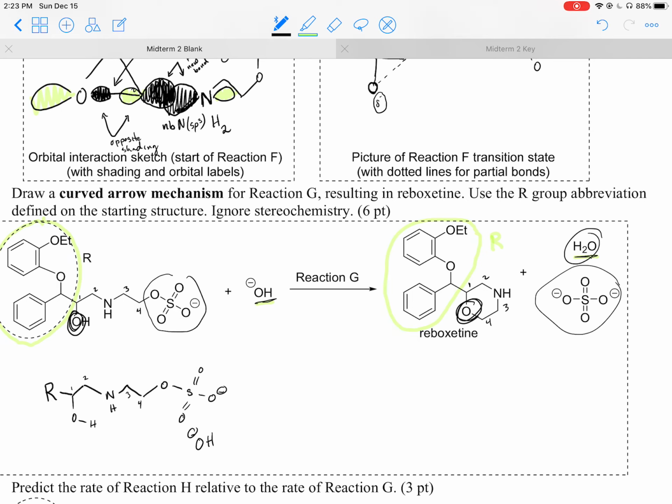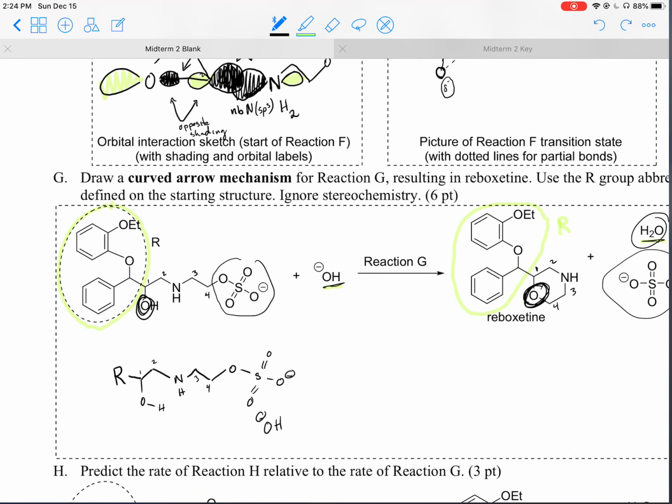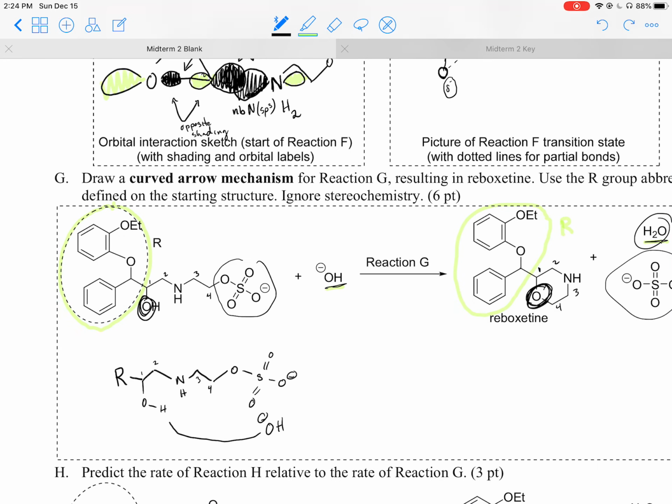Because 1 should be the one that's connected to the R group, and it should be connected to the oxygen, and then 2 is next to that, and then 3 is next to the nitrogen, and then 4 is next to that. Okay. So we know that this oxygen here does not have a hydrogen attached to it, so we can kind of guess here that what's going to happen is this OH is going to go ahead and take that hydrogen, and we're going to put the electrons on the oxygen.